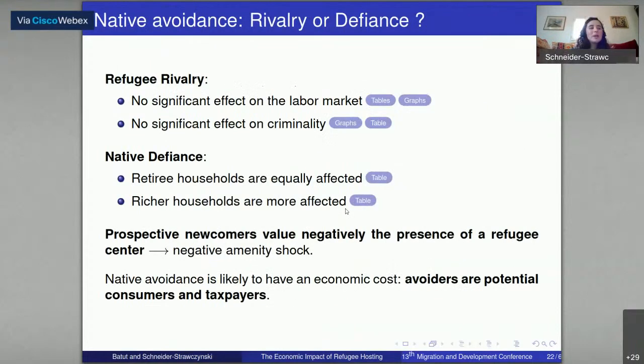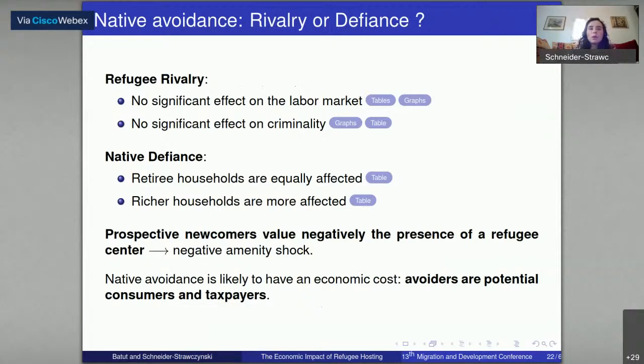So why would people come less to hosting municipalities? It could be because there is an actual refugee rivalry, an increased competition on the labor market, or that there is more crime in these municipalities after the opening of the refugee center. However, we look at it and we find no significant effect of the refugee center opening on the labor market, and we find no significant effect on criminality.